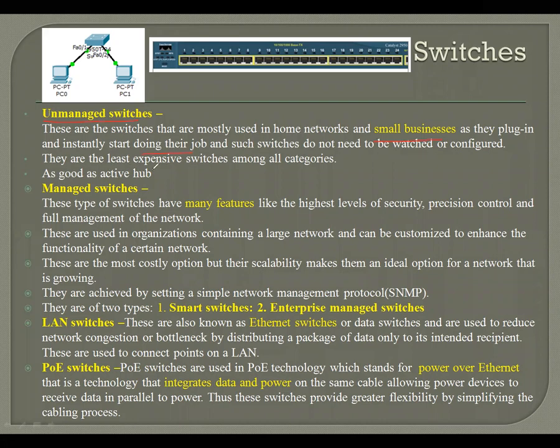They are the least expensive switches among all the categories, about as good as the active hub. So the unmanageable switch has similar functionality to the active hub. They don't have any smartness in them, and this is a data link layer device.